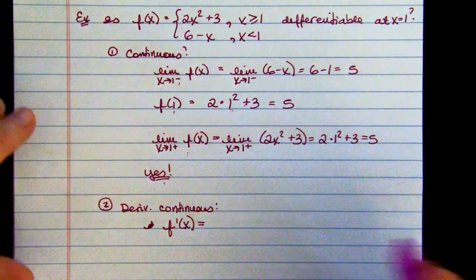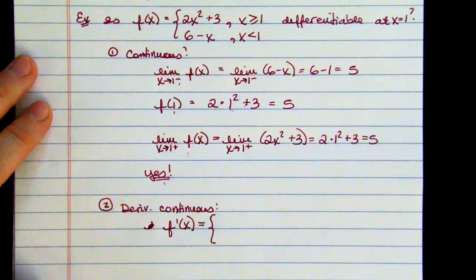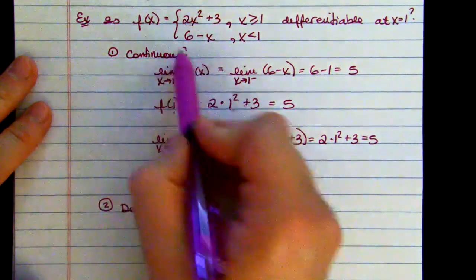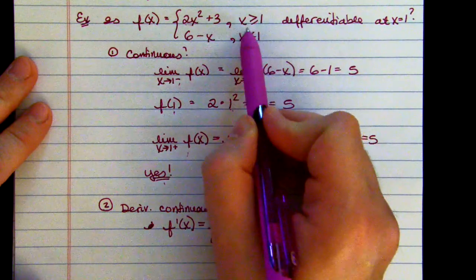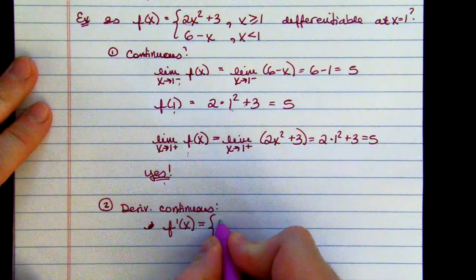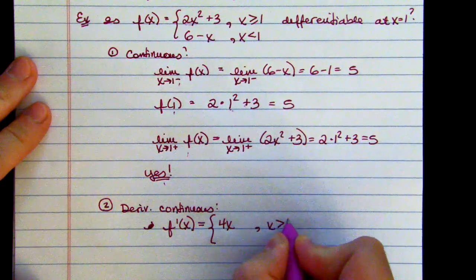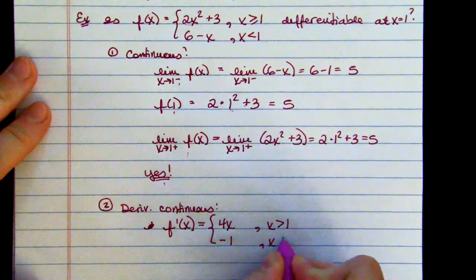We haven't yet found the derivative of a piecewise function, but it's really easy. All we have to do is the derivative of the top piece and the derivative of the bottom piece. We'll keep our same inequalities, except I'm just going to do away with the equal part for right now. I'm going to say I get 4x when x is greater than 1. I'm going to get negative 1 when x is less than 1.